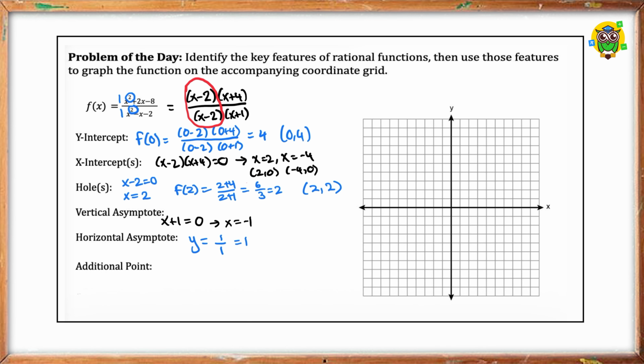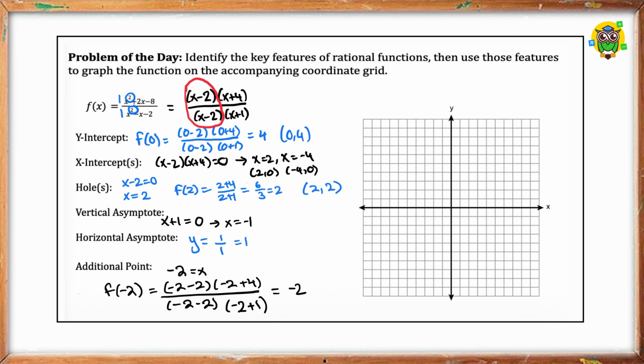Now let's find an additional point to work with just for the sake of this graph. We're going to choose negative 2 as our x. We're going to be substituting negative 2 into our function. So f of negative 2 is equal to negative 2 minus 2 in parentheses times negative 2 plus 4 in parentheses over negative 2 minus 2 times negative 2 plus 1. And this is going to be equal to negative 2. So our additional point will be negative 2, negative 2. And now let's begin to graph.